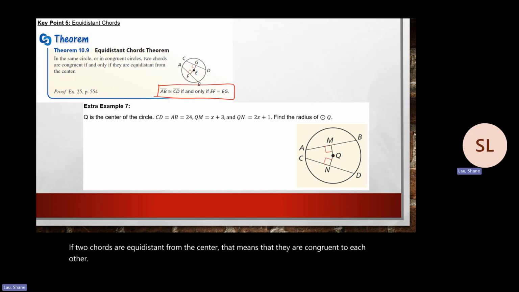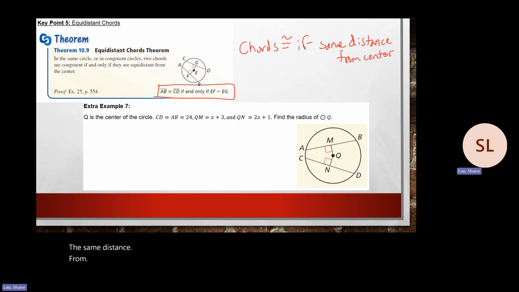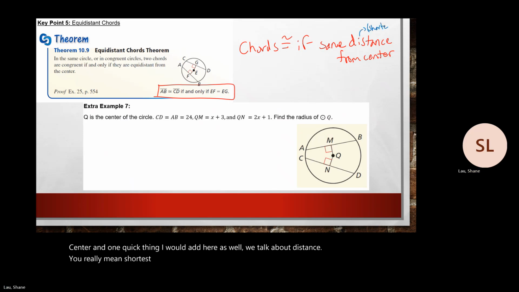In layman's terms, basically, chords are congruent if they are the same distance from the center. And one quick thing I would add here as well: when we talk about distance, we really mean shortest distance. So just remember that we do mean shortest distance when we say that.